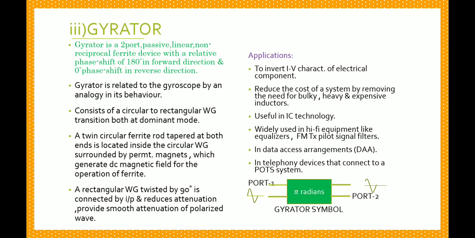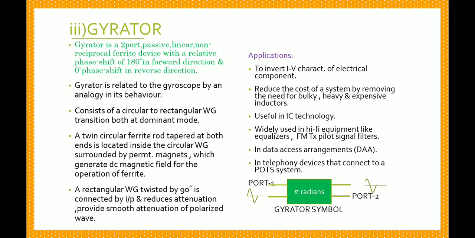Now what are the applications? A gyrator can be used to invert the current and voltage characteristics of an electrical component. For example, a capacitive circuit can be made to operate as an inductive circuit, or a series LC circuit can be made to operate as a parallel LC circuit. Then it reduces the cost of a system by removing the need for bulky, heavy and expensive inductors, because it can function like an inductor.